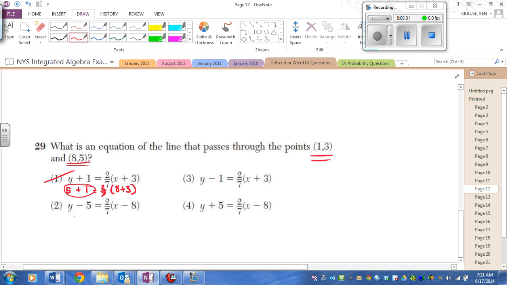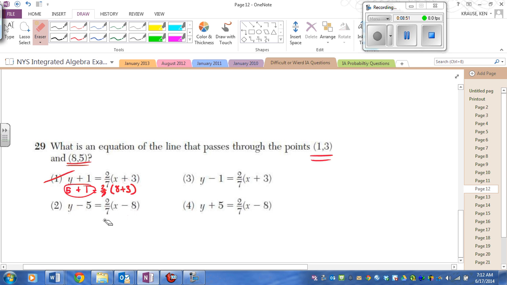Let's try this one. Put in 5 here. So we get 5 minus 5. That's just 0. It's going to equal 2 over 7, 8 minus 8. Well, this is just 0, so this whole side equals 0. So that works. So now I got to try the other one, since you don't have room on one of your erase. So I'll let you look at it. You pause it or rewind it if you need to.